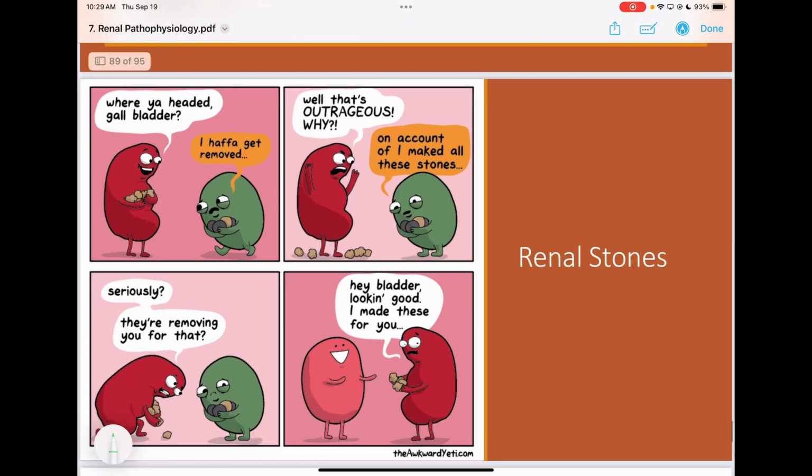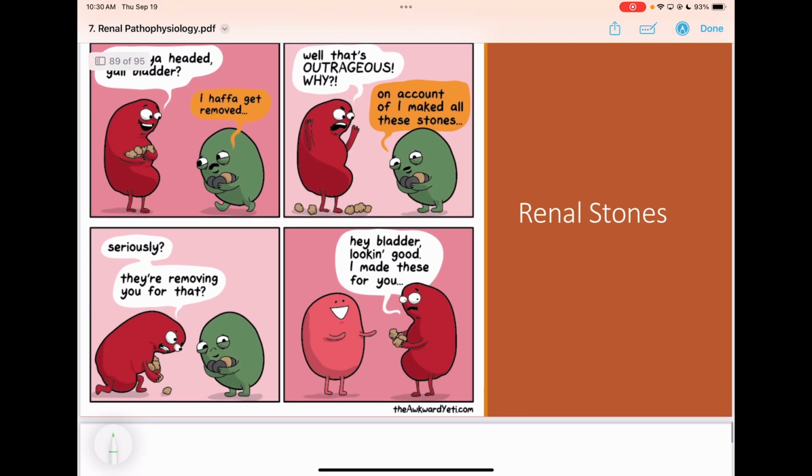Okay, moving on finally to the last section for today, renal stones, kidney stones. So, they both make stones, but one you got to get rid of, the other one you can keep.